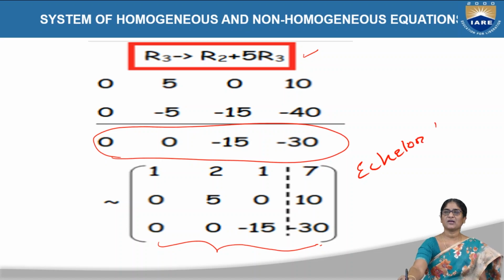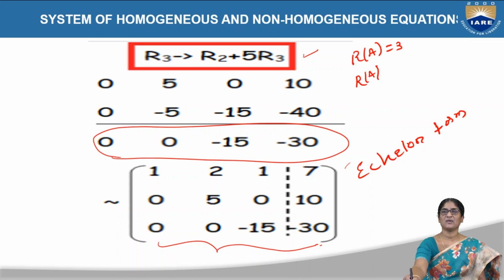So here you can count the number of non-zero rows. That is nothing but three non-zero rows you have. So you can say that the rank of A, the coefficient matrix, is equal to 3, and the rank of A by B is also equal to 3.